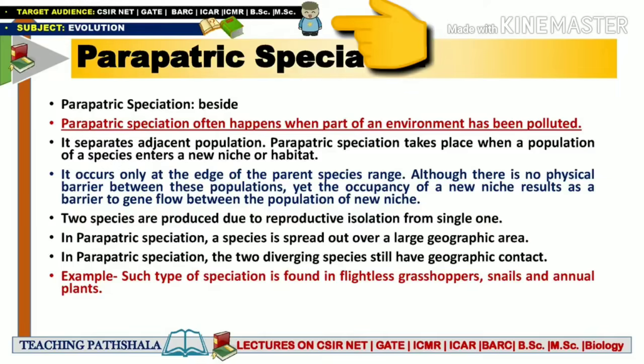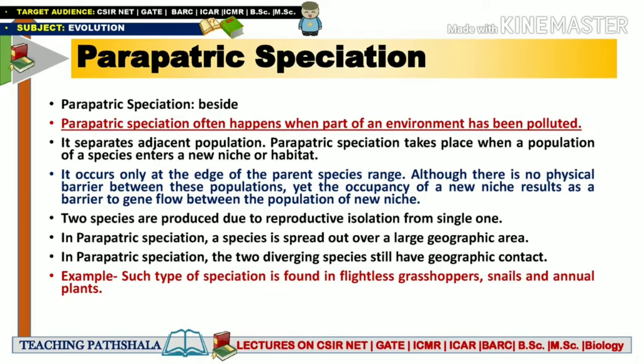So today we are starting with parapatric speciation. In the case of peripatric and allopatric speciation, we have seen that the geographical or physical barrier used to play a very important role in generating a different kind of species. But parapatric speciation is entirely different as compared to allopatric and peripatric.